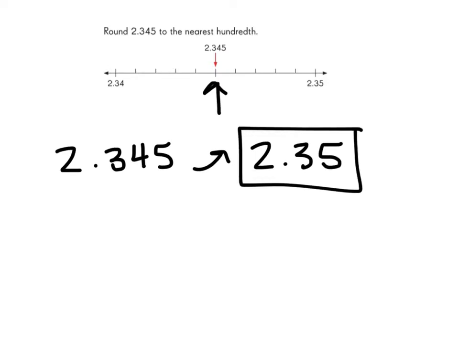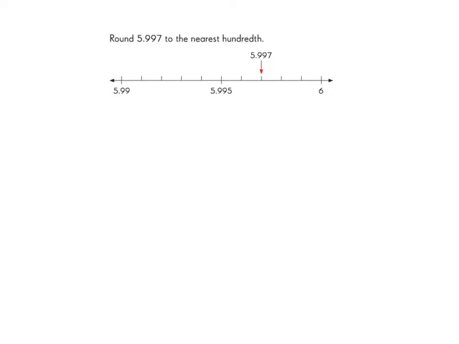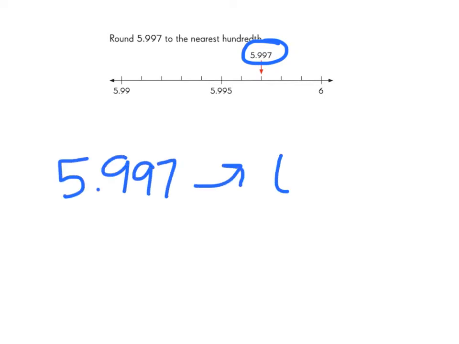And let's finish up our examples by rounding 5 and 997 thousandths to the nearest hundredth. We have a number line here that shows that 5 and 997 thousandths is between 5 and 99 hundredths and 6. Because 5 and 997 thousandths is closer to 6, it will round up to the whole number 6. You will write 6.00 because our directions said to round to the nearest hundredth. So you need to show your answer, even though it's a whole number, out to the hundredths place.